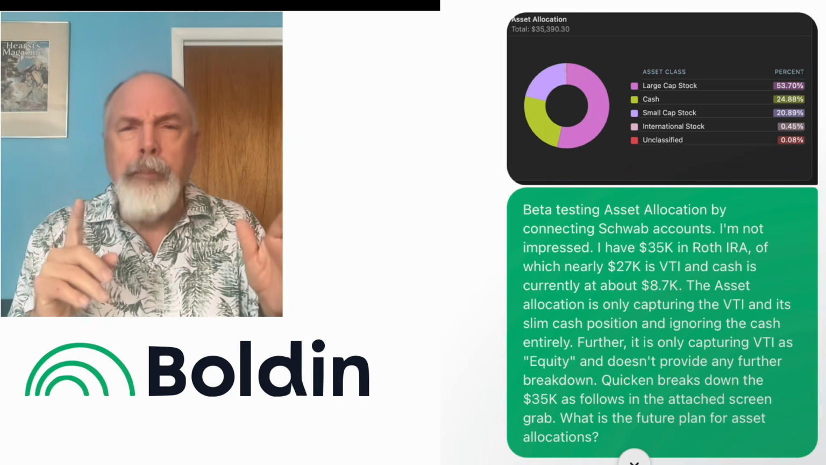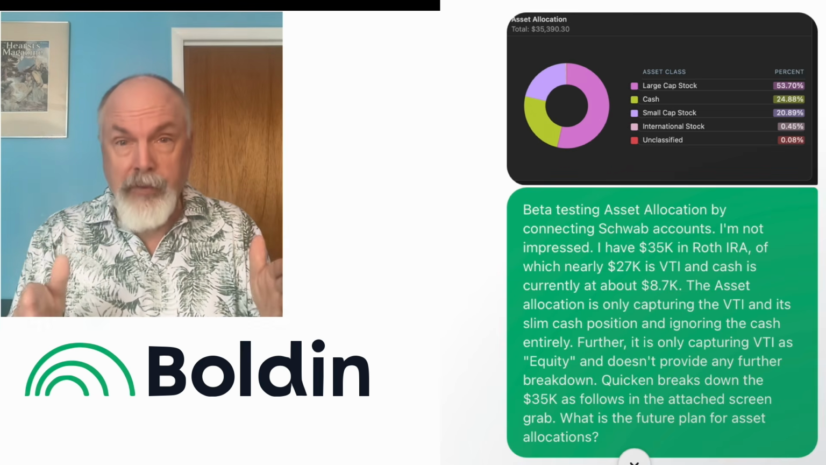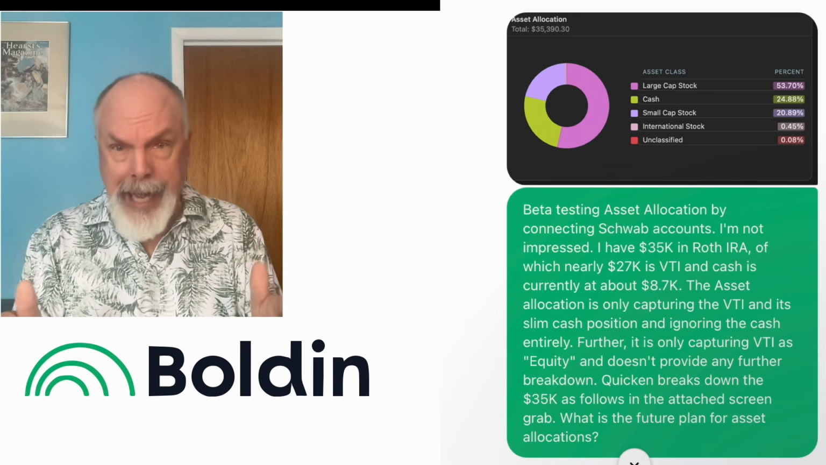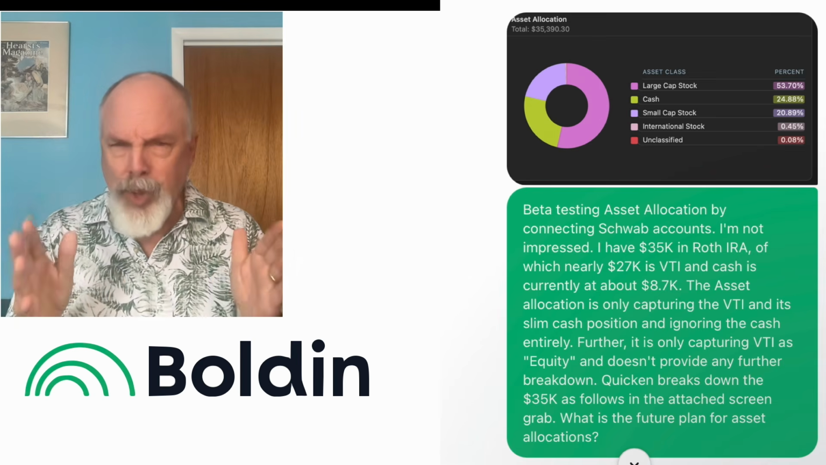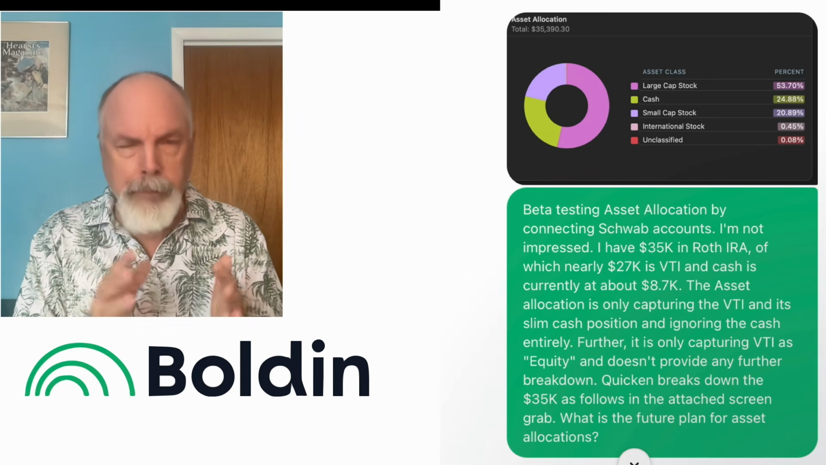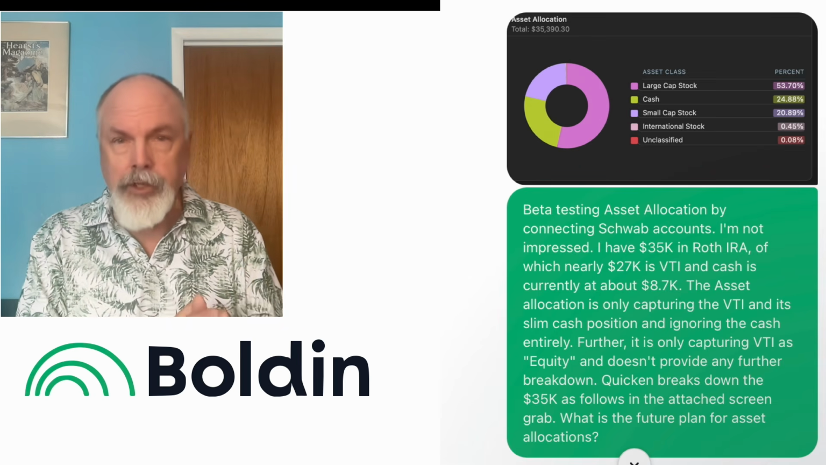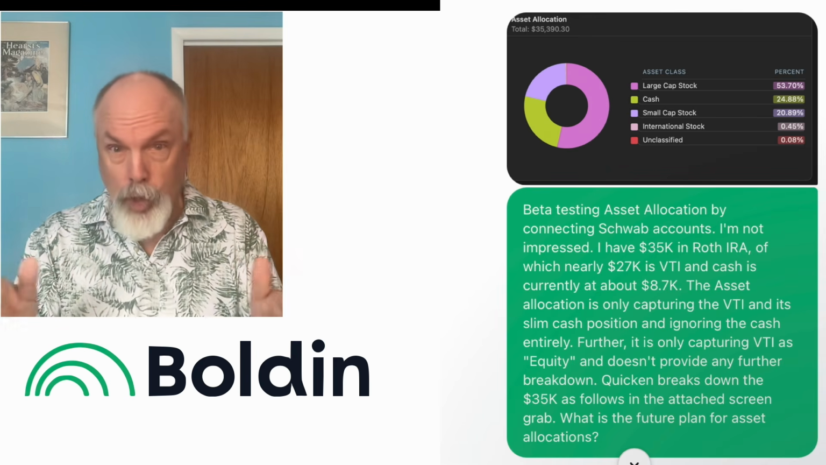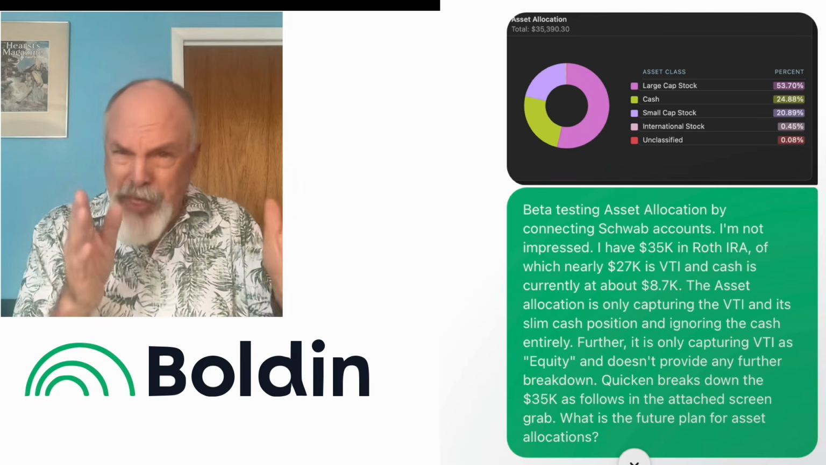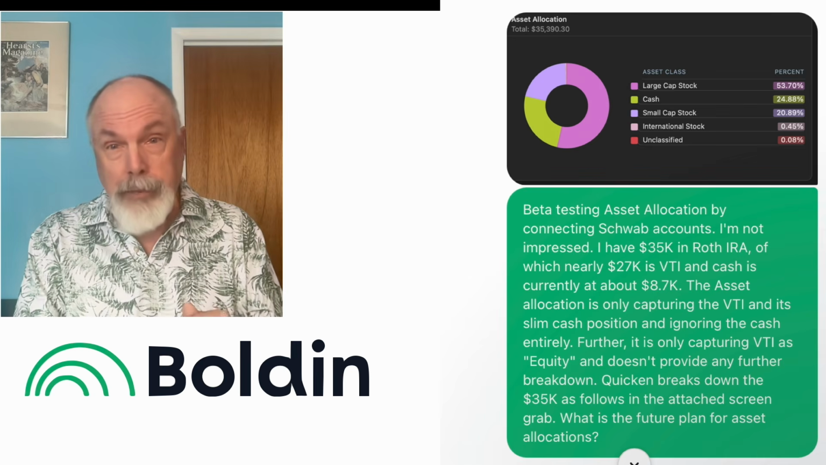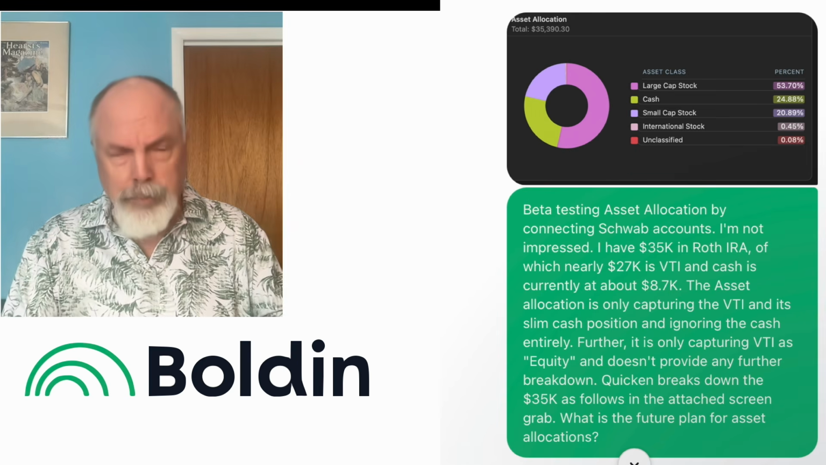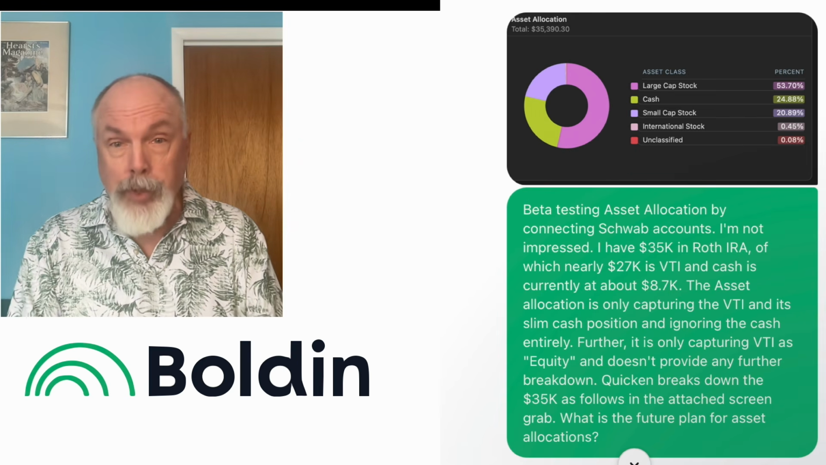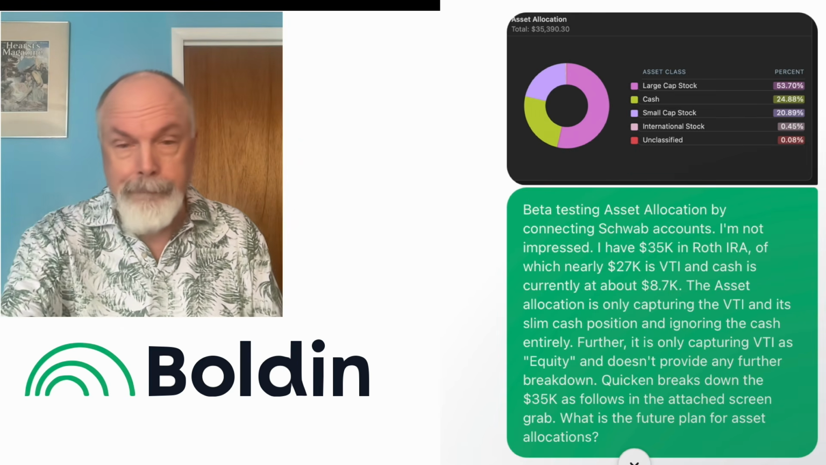I asked Boldin AI about this difference in the Roth IRA accounts, and I shared actual amounts. It's only a $35,000 account. Much of my tax-free savings is now in my Roth 401k. So this $35,000 is mostly VTI and cash. And I asked, explain the difference between what Boldin is doing and what Quicken did.